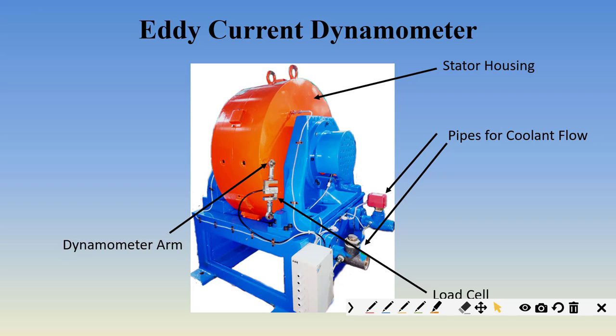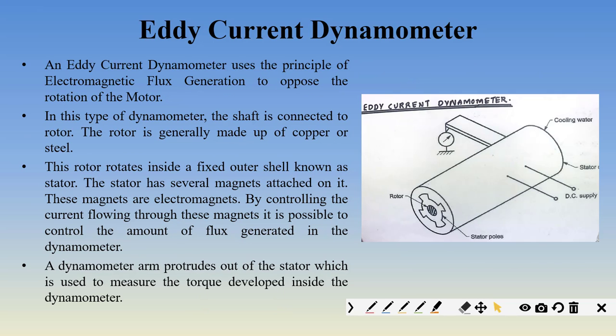See, in the eddy current dynamometer, what happens? I will show it over here. This is the central shaft. Where is this central shaft coming from? It is coming from the engine. The engine is connected to this central shaft, these two are coupled. So as the engine crankshaft is rotating, this central shaft is also rotating.